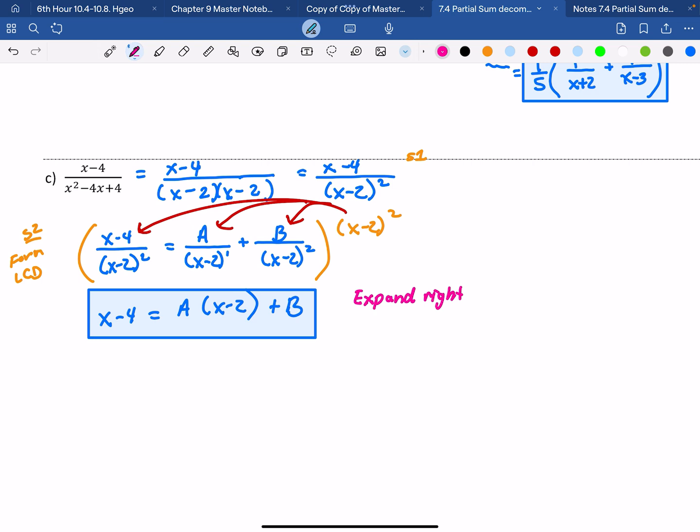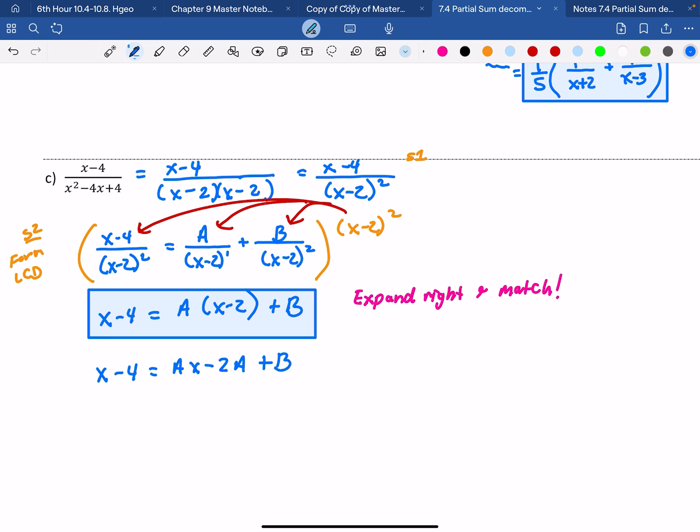You're going to shuffle and put the highest degree first, and count all the way down to the constants of all the values that you have. So expand the right, and we're going to do what's called a matching game. All right, so you're going to rewrite what you have. I'm going to expand the right, keep the left exactly how it is, and distribute that a, so I get ax minus 2a, and then you have that b.